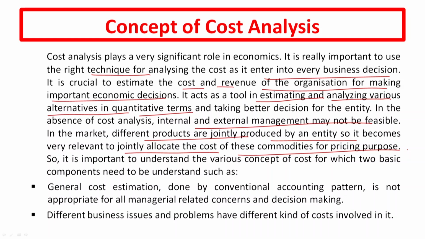So, it is important to identify the cost of a single commodity, because on that basis only the selling price is decided and the profit margin of the organization is as well decided. So, it is important to understand the various concepts of cost, for which two basic components need to be understood. General cost estimation done by conventional accounting pattern is not appropriate for all managerial concerns and decision making. Different business issues and problems have different kinds of cost involved. That means costing does not mean only monetary terms. So, along with the cost of producing the commodity, there are so many costs, and all that cost needs to be considered in order to actually identify the overall cost of the organization.